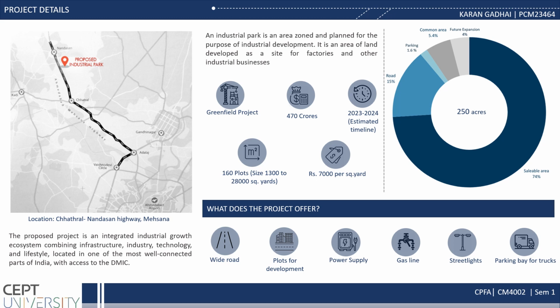The project provides wide roads of 24 meters and internal roads of 18 meters wide with street lights and parking for the trucks. And for power supply, distribution points are kept at various locations from which the plot owner has to get the connection.